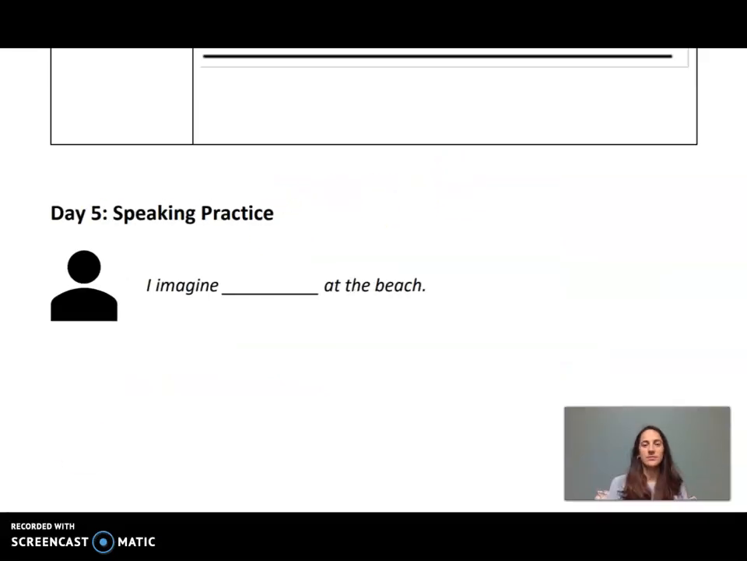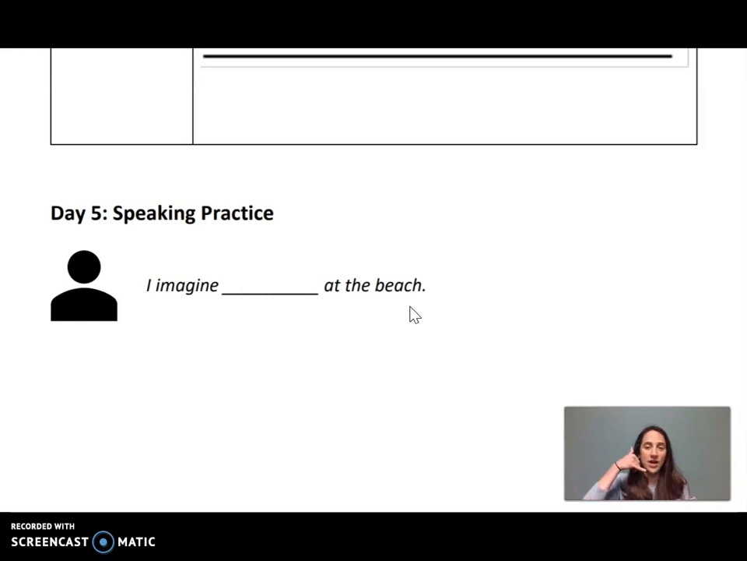And now we can talk about it. It says, I imagine at the beach. Using your sentences you just made, we can talk about it. I want to say, I imagine building a sand castle at the beach. Or in the book it talked about ice cream. But I don't imagine eating ice cream. I imagine eating a popsicle. So I will say, I imagine eating a popsicle at the beach.